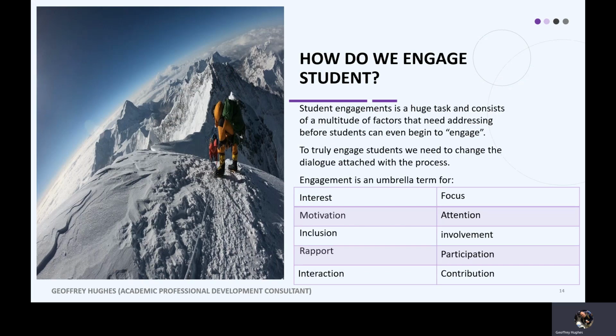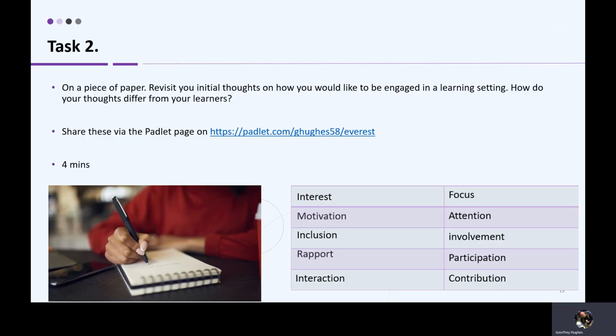So we need to start seeing engagement as an umbrella term. Engagement is an umbrella term for things like interest, motivation, inclusion, rapport, interaction, attention, involvement, participation, contribution as a starter. All right, but it is an umbrella term. And what we need to do is, instead of just referring to situations and scenarios as engagement, we need to break it down and look at it in its specific finite elements, because that way we'll be able to link in and look at how we genuinely develop our practice.